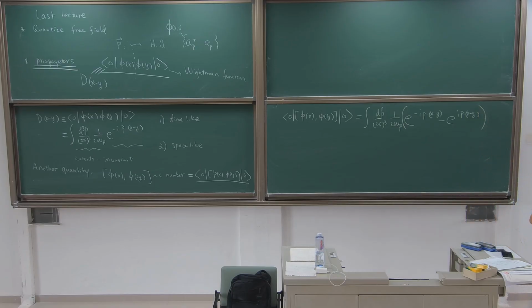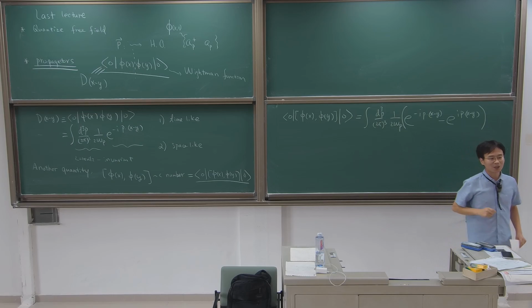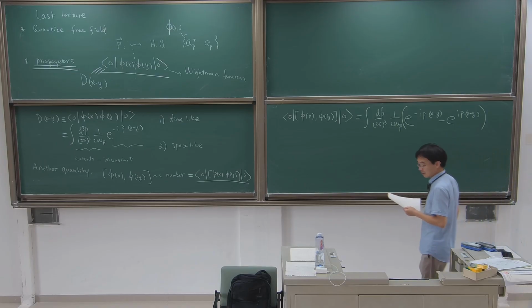Which means it's not trivial, because the integral is for the three-dimensional P, but the inner product is four-dimensional. It's a four-vector inner product. So how to deal with this?